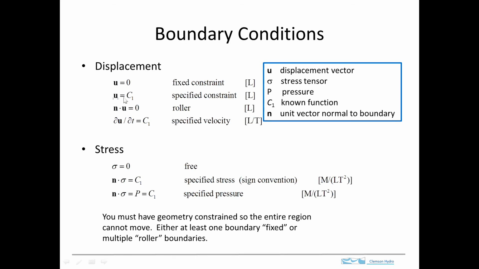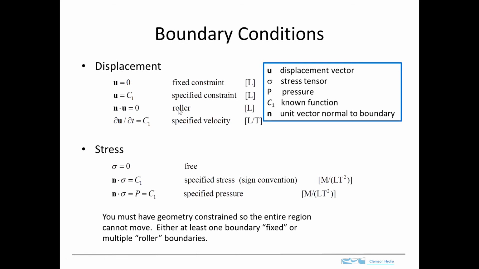We could specify what the displacement is, so we could cause it to move, and keep in mind that it could move normal to the boundary or perhaps parallel to the boundary or transverse. A particular kind of displacement boundary condition that comes up a lot is where the displacement normal to the boundary is equal to zero. And this is called a roller boundary.